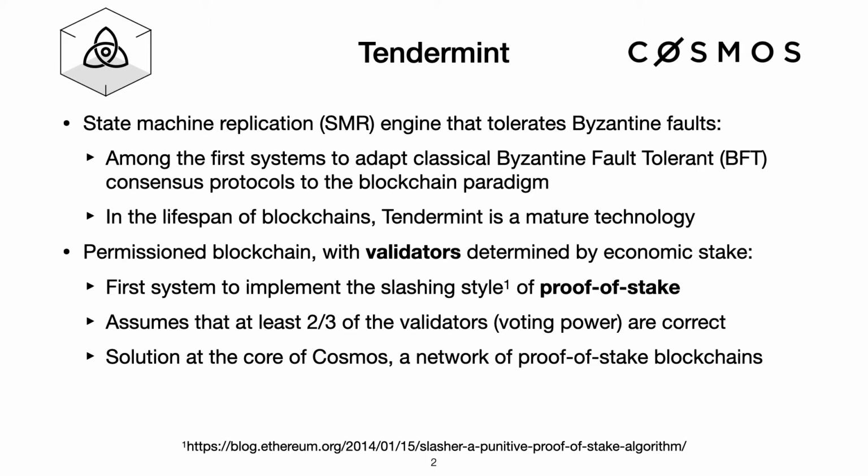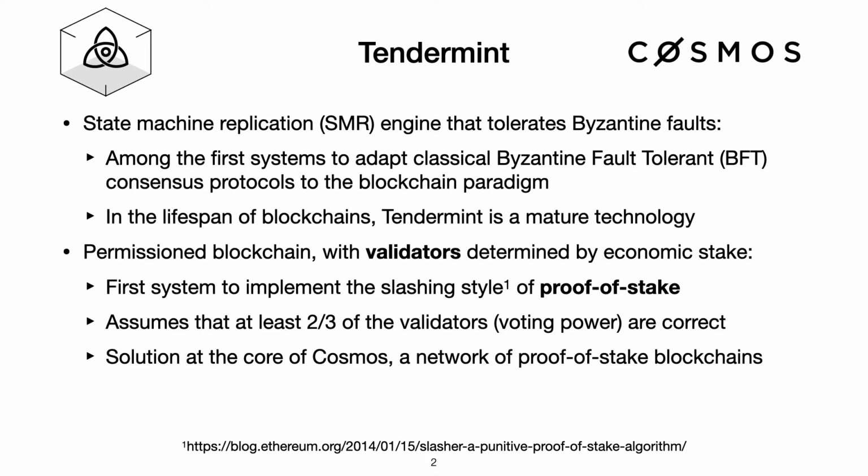Tendermint is a state machine replication engine that tolerates Byzantine faults. It is among the first systems to adopt the classical Byzantine fault-tolerant consensus protocols to the blockchain paradigm. Considering the lifespan of blockchains started essentially by Bitcoin in 2009, Tendermint can be considered a mature technology. It was introduced in 2014 and it is currently in production, used by several solutions on the Internet.